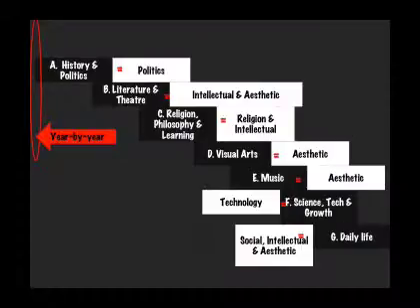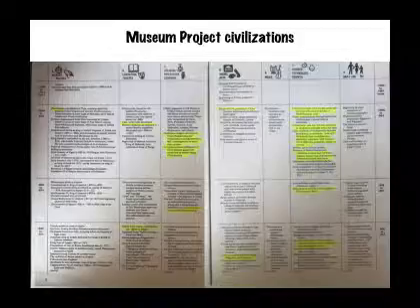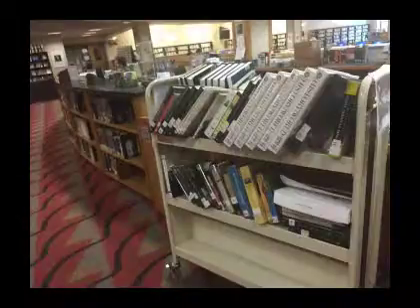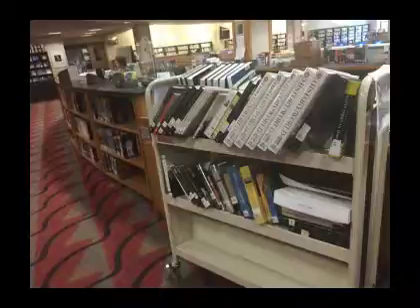But check out the categories. It looks an awful lot like Persia plus GT. So it's a chronological arrangement of Persia plus GT across world history. Many of these books are stored on this cart right at the circulation desk.